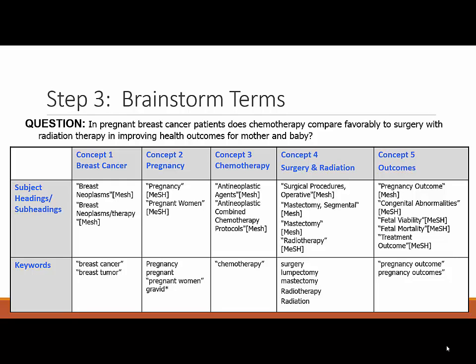Now that we have the concepts, we can think about terms to use for each concept. Brainstorm keywords and phrases that would represent the concepts. You can use the MeSH browser in PubMed to find relevant medical subject headings, or MeSH terms. In the table, you can see that for each concept we have both keywords and MeSH terms listed. You will use both keywords and MeSH when building your search strategy. In Concept 3, for example, our keyword is chemotherapy, and having searched the MeSH browser, we found that some of the appropriate MeSH headings are antineoplastic agents and antineoplastic combined chemotherapy protocols.